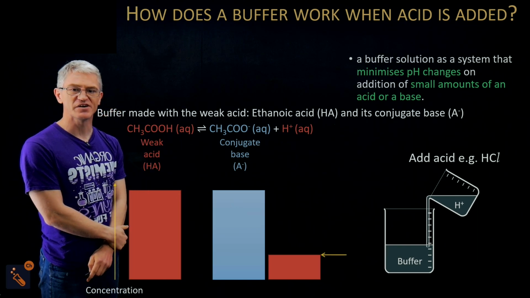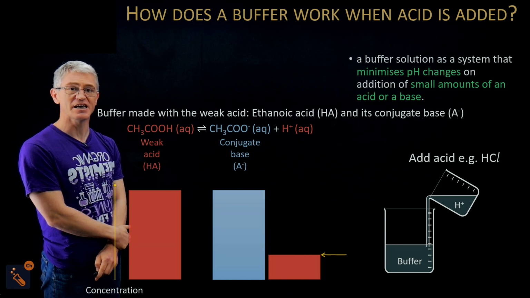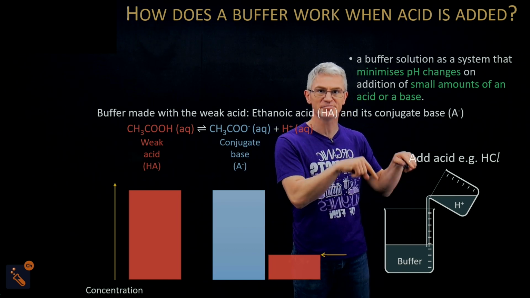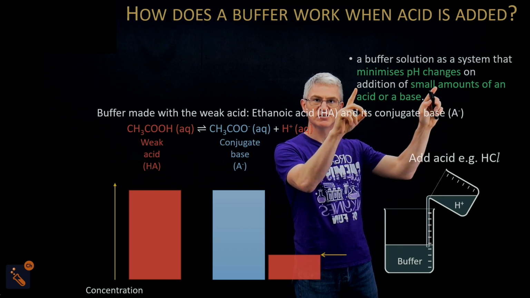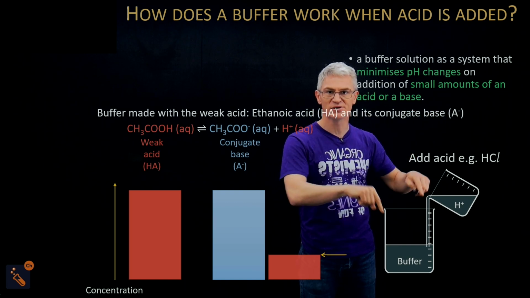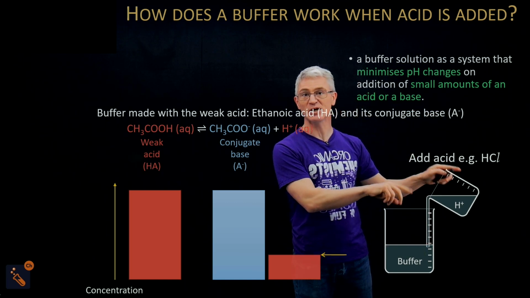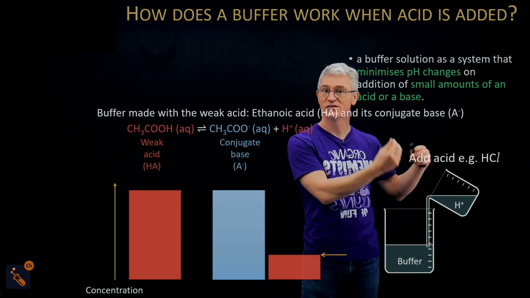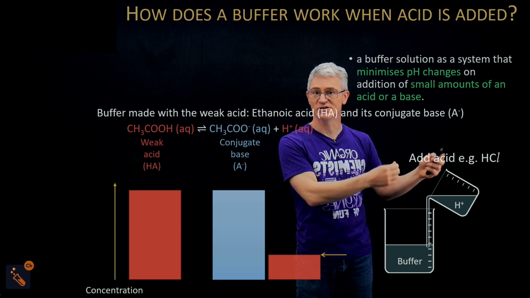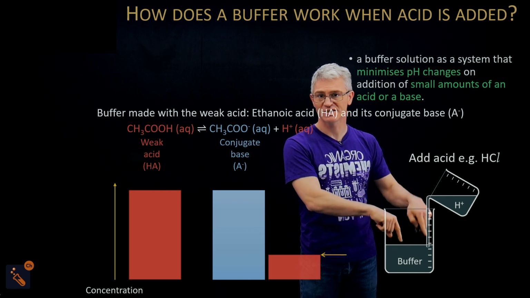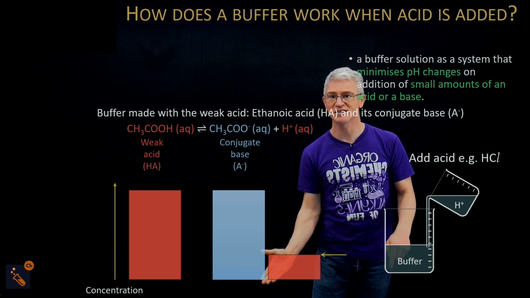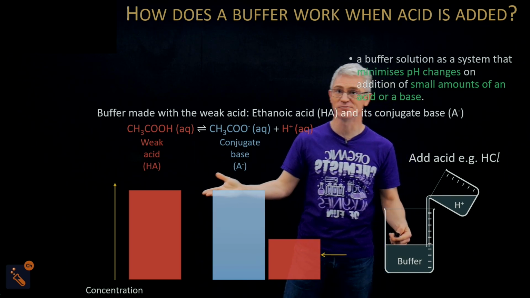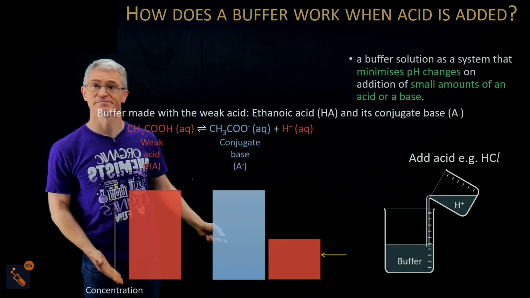Now you've got a little bit of H+, and then you add acid to it. You want to maintain the pH. This is a buffer, so it's about minimizing the pH change when small amounts of acid or base are added. So I've added a little bit of acid, HCl. That means I'm adding H+, because it's a strong acid made of H+ ions and it's fully dissociated. So it goes into the buffer, which means the H+ is going to come up. Well, if that comes up, the pH changes.